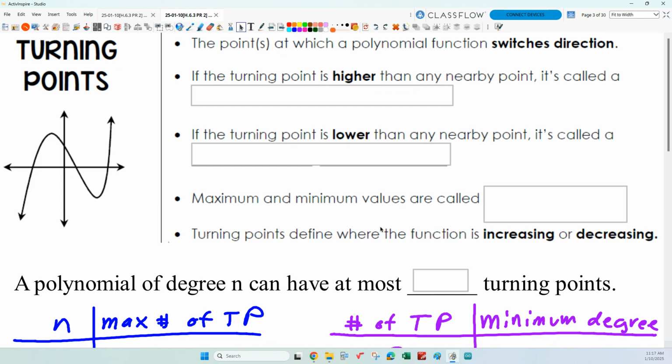If the turning point is higher than any nearby point, like that one right there, now there might be points in the distance that are higher, but relative to nearby points, that's the highest one. What do you think we call that in math? Starts with an M.